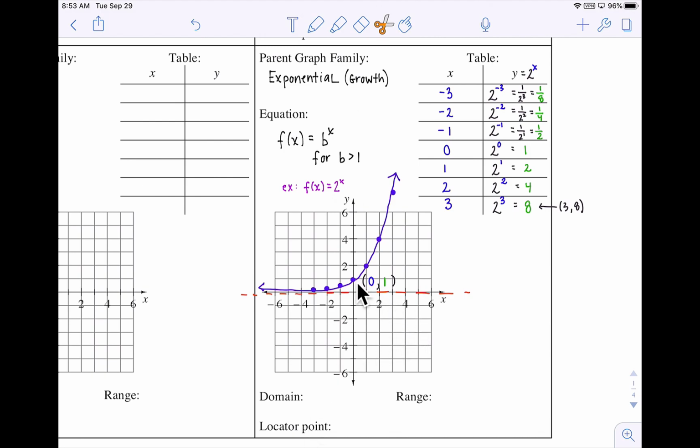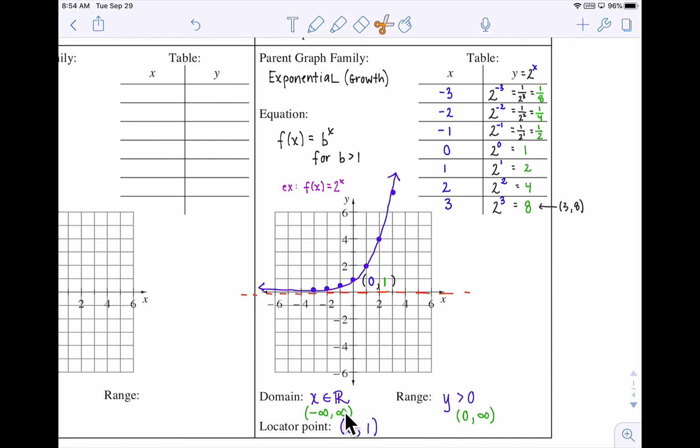And I'm thinking this y-intercept here, this coordinate (0, 1), might be a good locator point for this function. It's kind of that center of the graph that would help us think about where it sits in the coordinate plane. So now we can fill in this section that talks about domain, range, and the locator point.